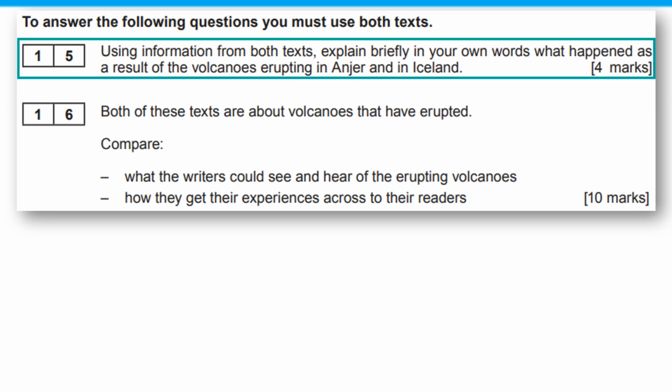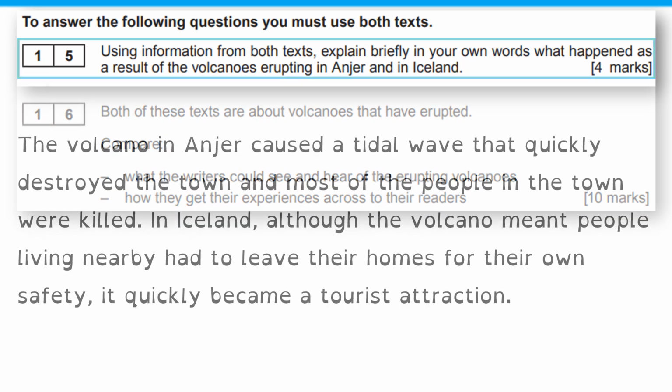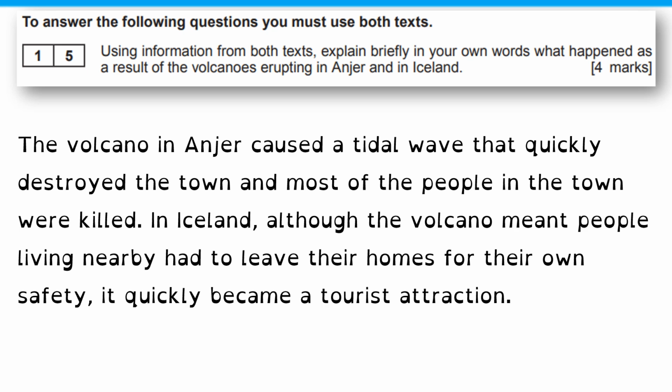No surprises for guessing that you should read the question's focus carefully, which here is to explain what happened as the volcanoes erupted in Anya and Iceland. Simply find any 2 things which happen in each place and write them into a couple of sentences like the on-screen example. With care, this question should result in a full mark answer.